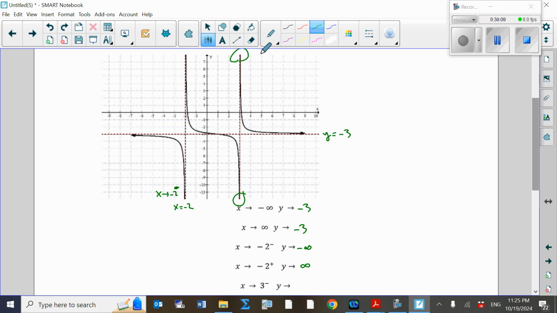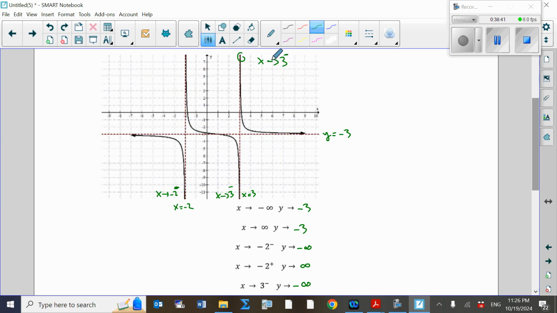Now, how about this one? You know that the asymptote here is at 3. X equal to 3 is the vertical asymptote. Now, on this side, what is happening? The x is getting close to this value, 3, from the left side. So you write 3 negative on the top. That's this one. What is the y doing? It's going down. It's negative infinity. On this side, x is getting close to this asymptote, but from the left side.